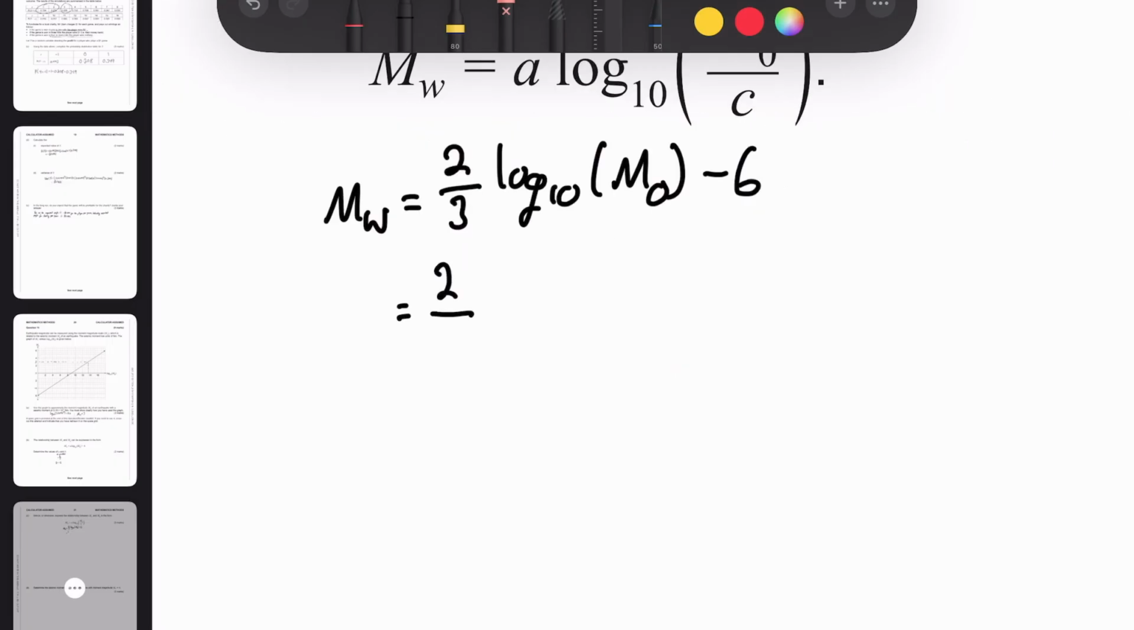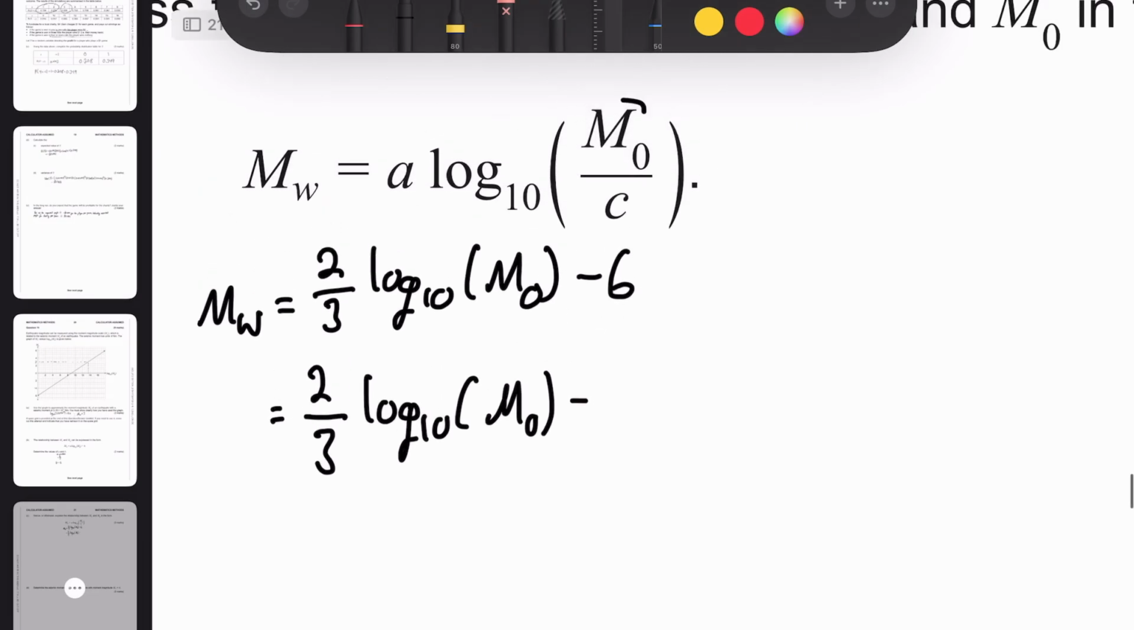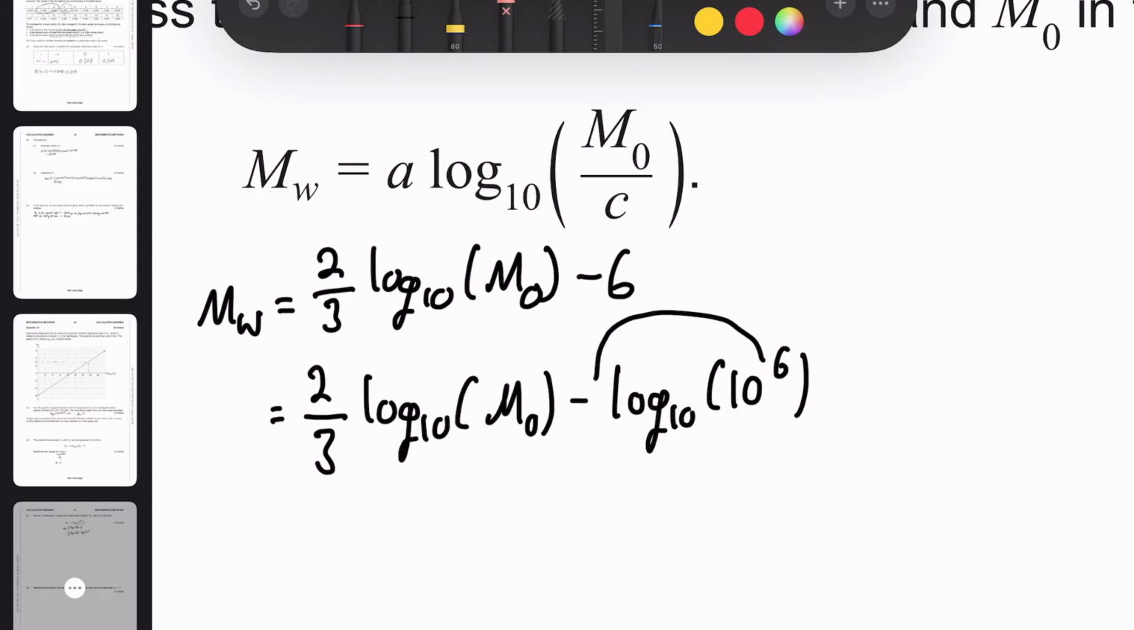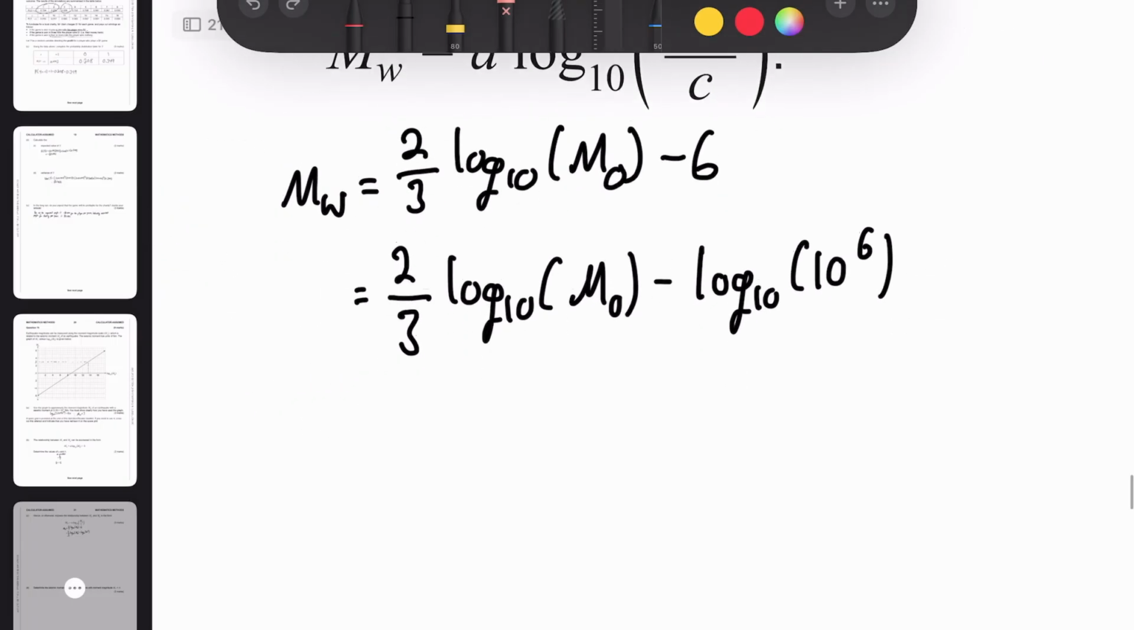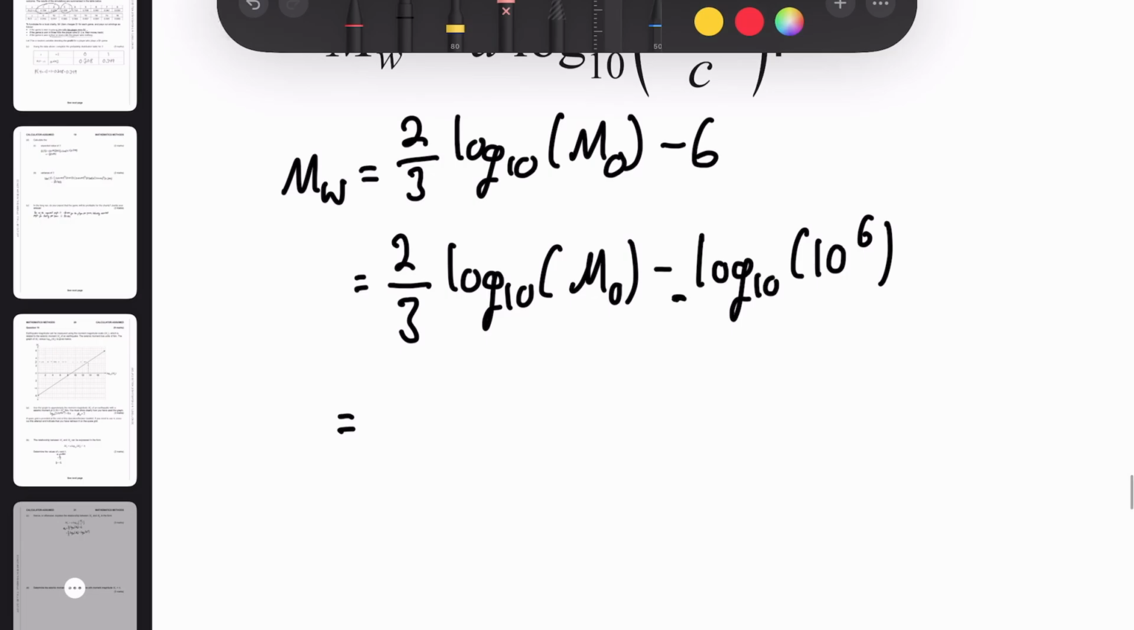Okay, so then from here we can do 2 on 3 log 10 of M0 minus. Now, since clearly this is a division on the inside, we're likely going to have a subtraction of two logarithms. So for now, we can change this 6 into log base 10 of 10 to the power of 6. Because remember, we can put the 6 outside as its coefficient, and obviously log 10 of 10 is just going to be 1. However, we can't do the subtraction yet, as we need this 2 on 3 coefficient on the outside of this logarithm.